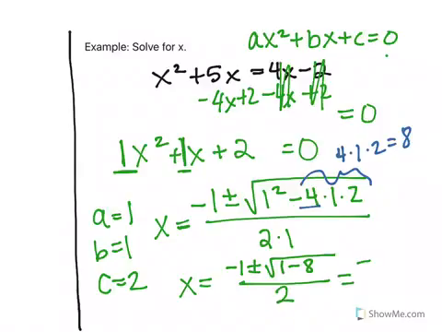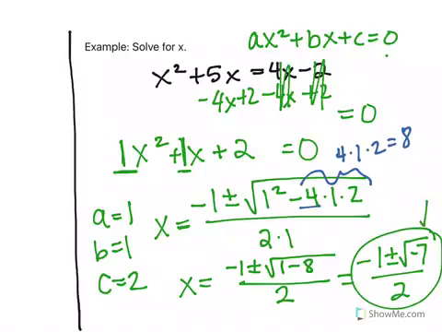If we simplify this further, we get negative 1 plus or minus the square root of negative 7 divided by 2. Oh, look at that. There's our negative under the radical sign. So what should we do next?